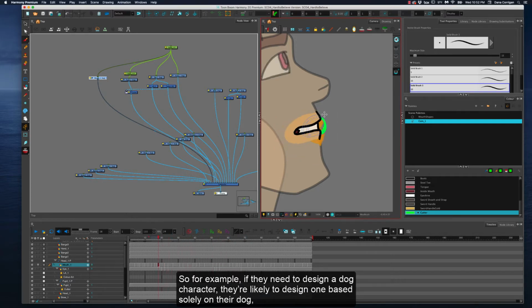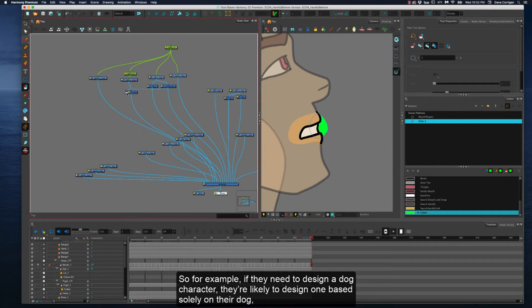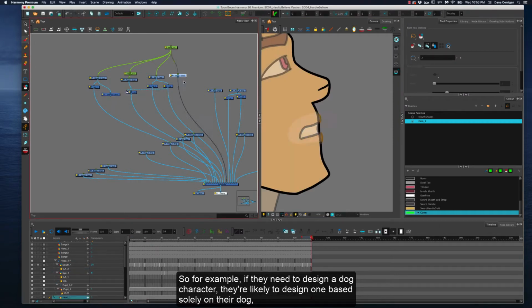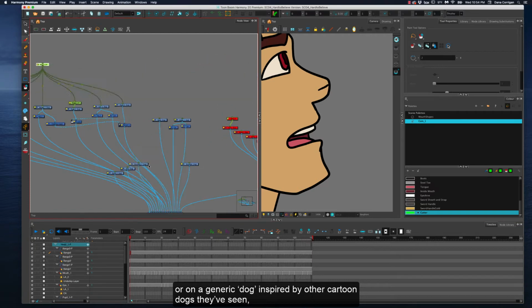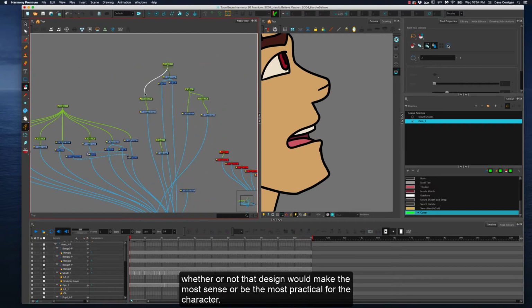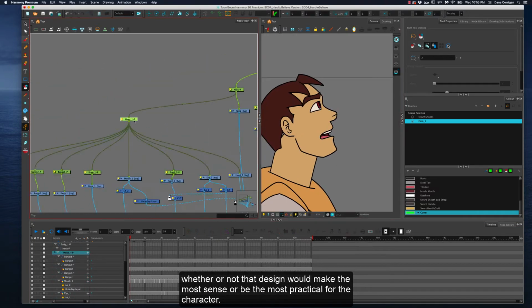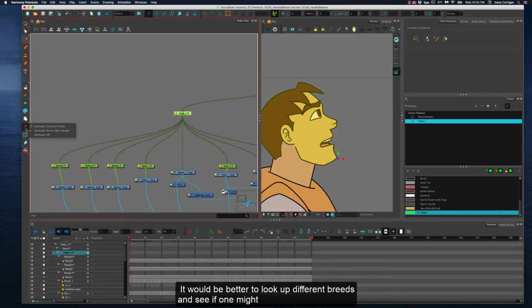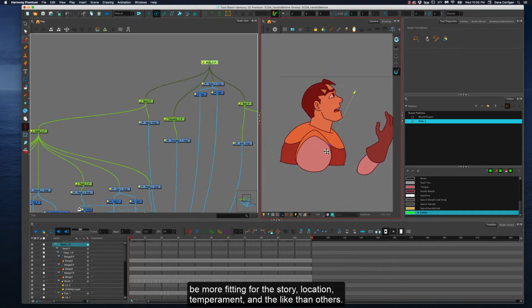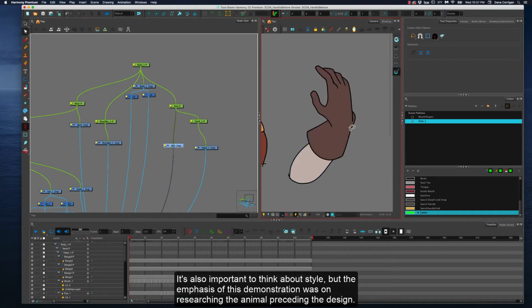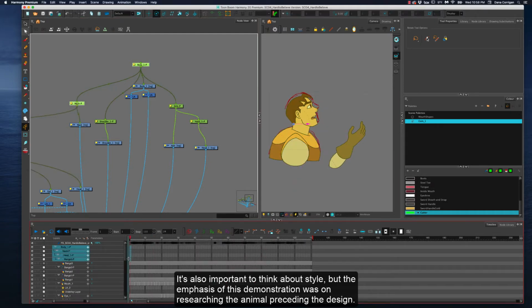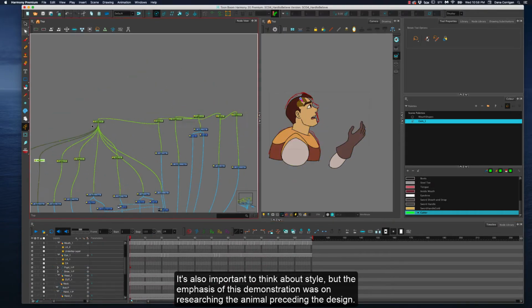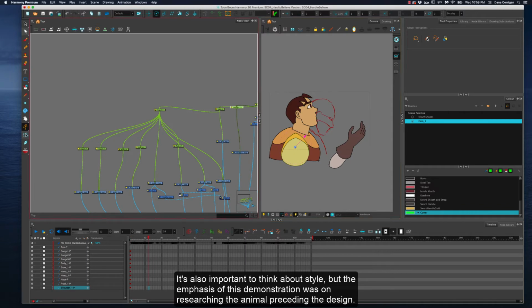Usually that's limited by their experiences. So, for example, if they need to design a dog character, they're likely to design one based solely on their dog, or on a generic quote-unquote dog inspired by cartoon dogs they've seen, whether or not that design would make the most sense or be the most practical for the character. It would be better in general to look up different breeds and see which one might be the most fitting for the story, location, temperament, and the like. It's also important to think about style too, but the emphasis of this particular demonstration was on the research preceding the design of the character in terms of the breed.